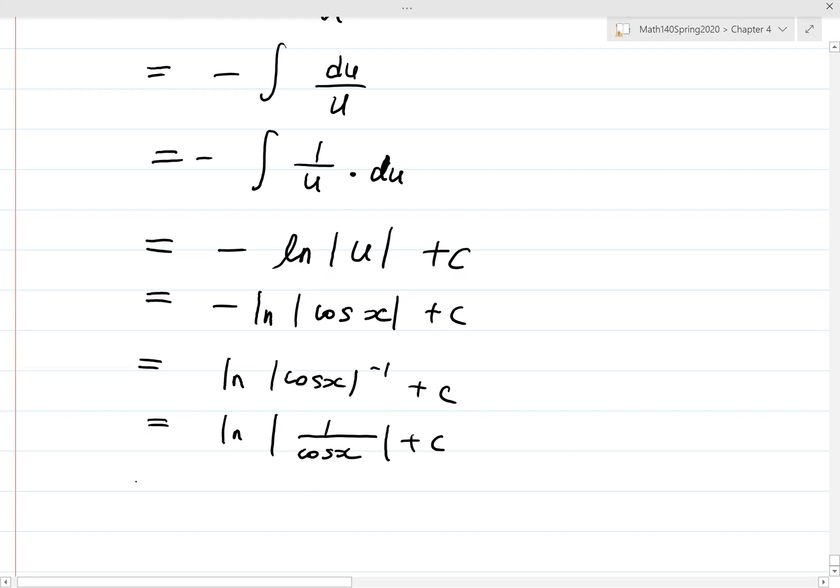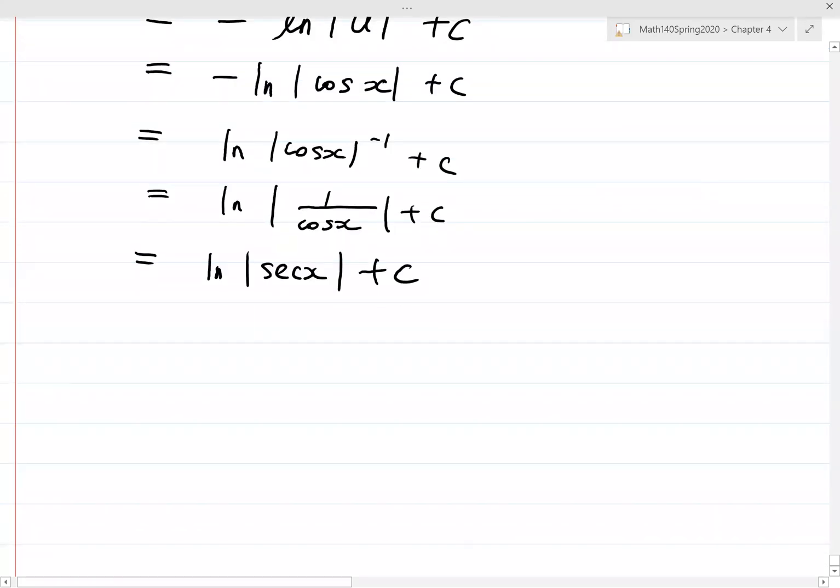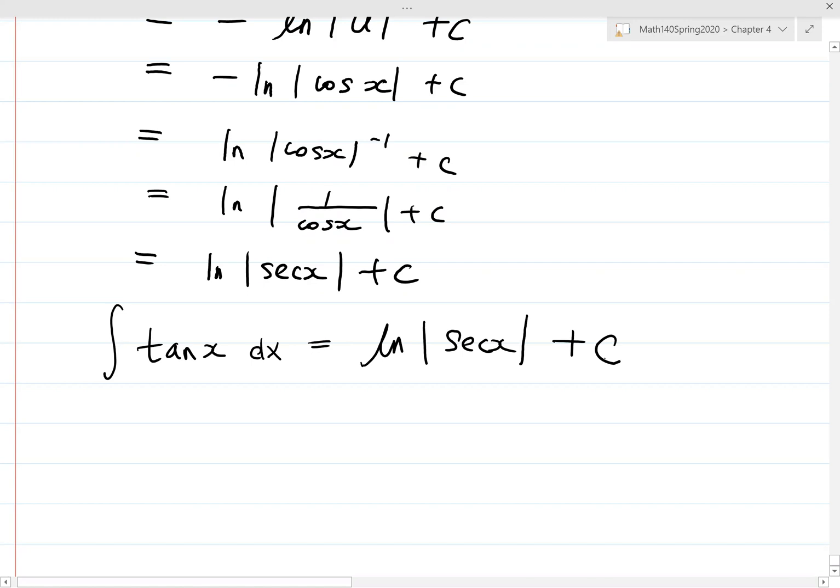Now 1 over cosine by definition is secant. So finally, the antiderivative of tangent is ln of the absolute value of secant x, plus constant C.